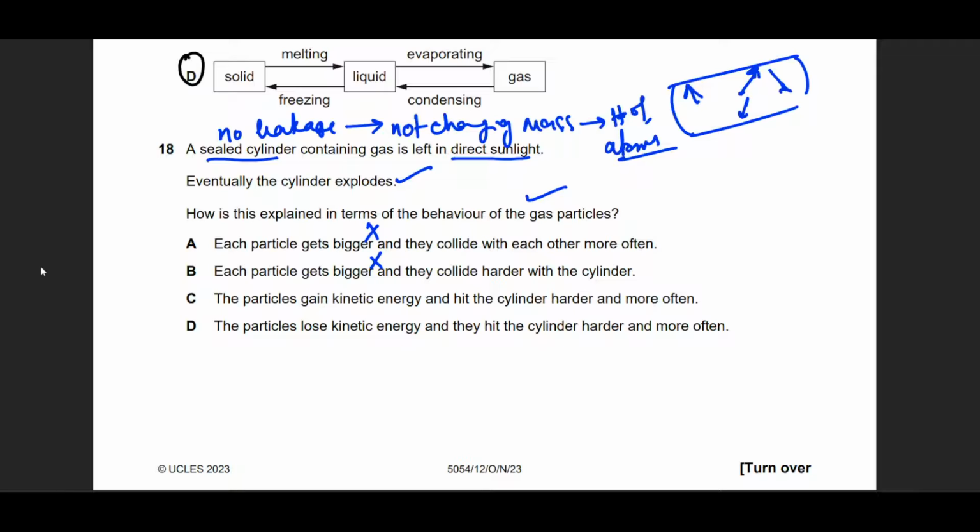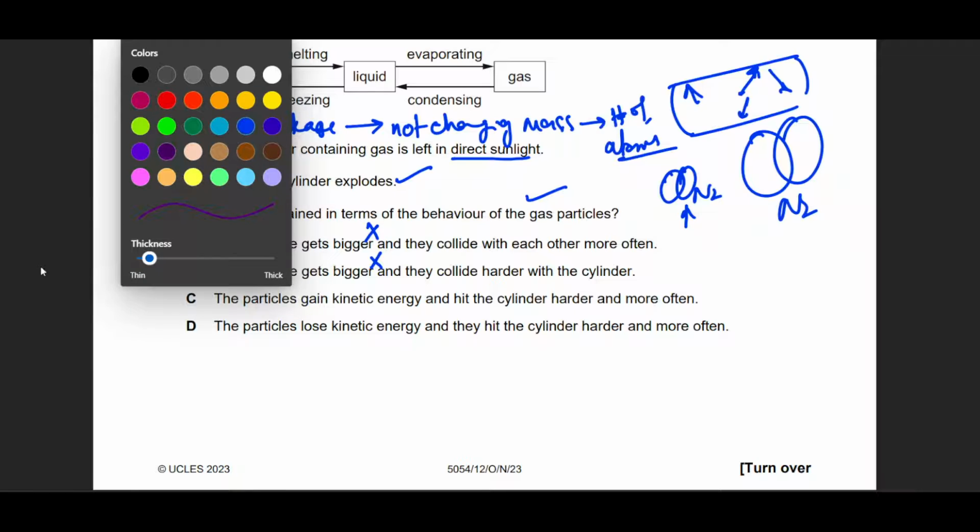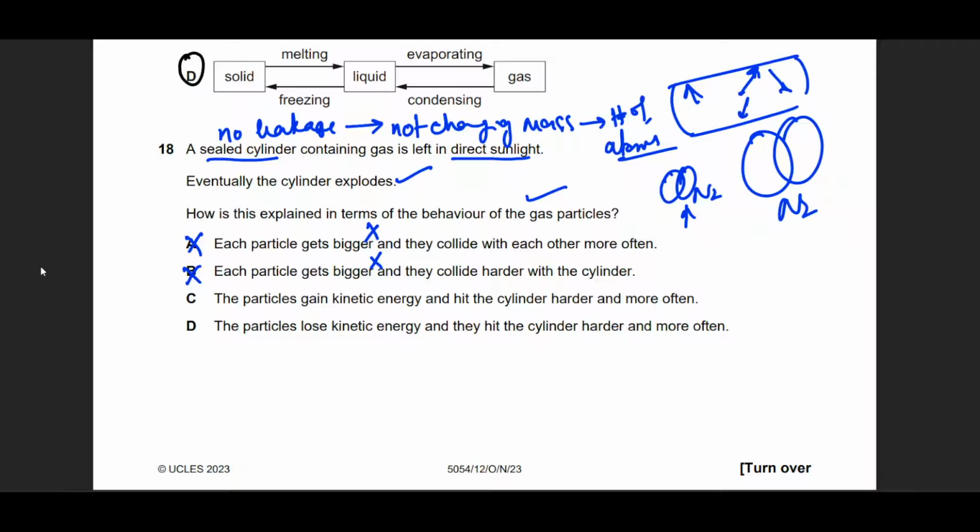You see, if this gas were, let's say, nitrogen gas, which is N2, is it possible that if you provide it with thermal energy, the size of the nitrogen atom changes? No, it's not possible. So this is completely wrong physics. A and B were completely incorrect. The molecules are not going to change their shape or size or diameter. The particles gain kinetic energy, sounds good, and hit the cylinder harder and more often, sounds good enough.